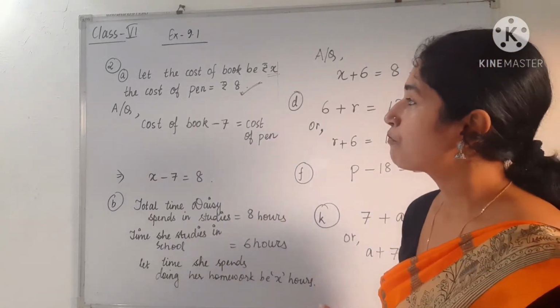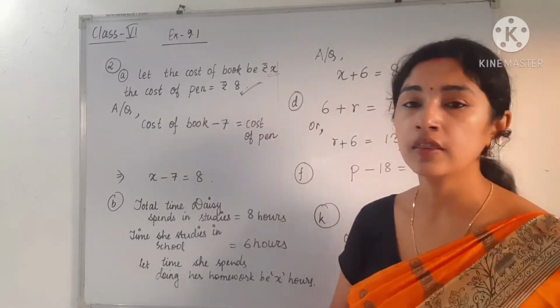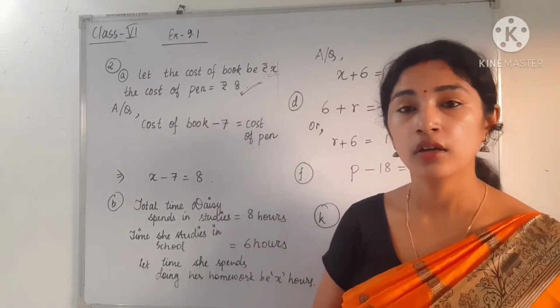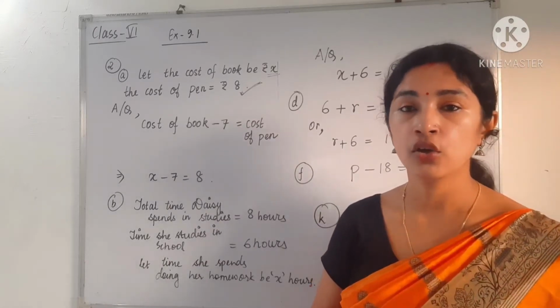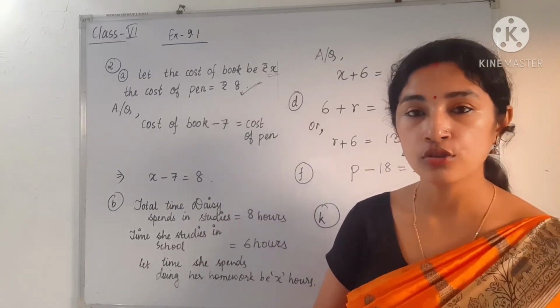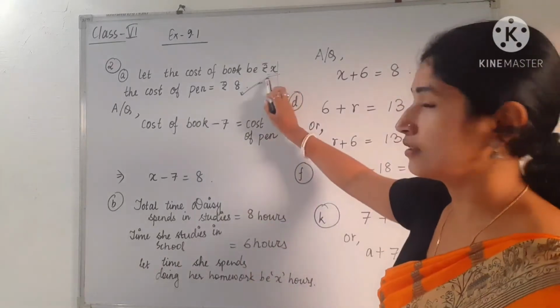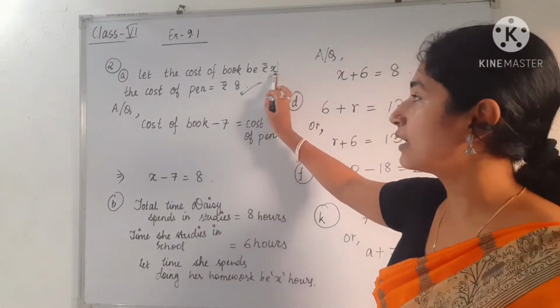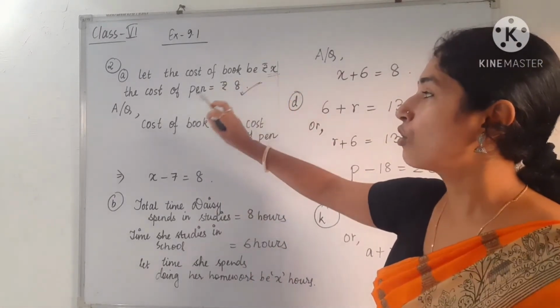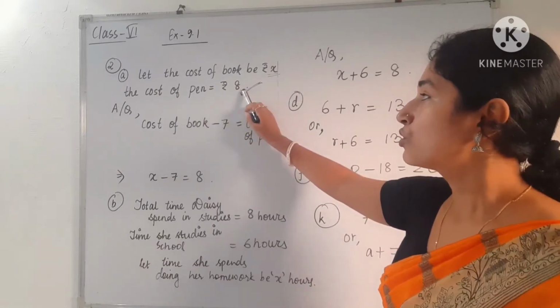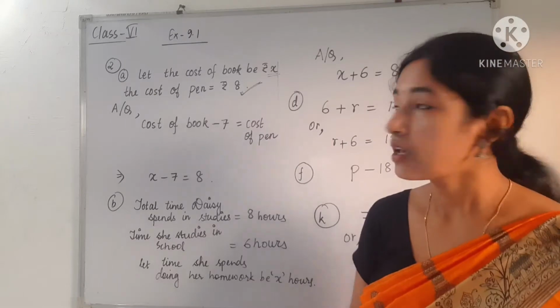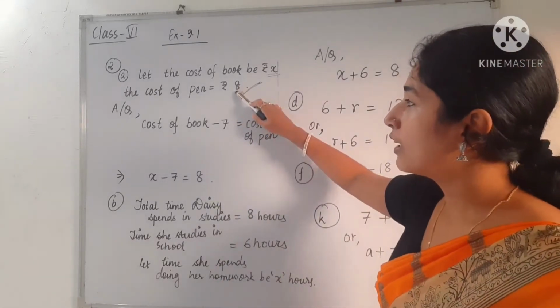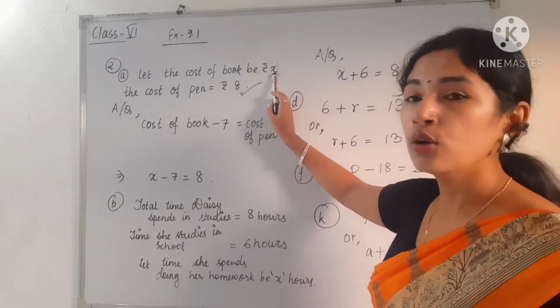So see here, it is given that the cost of the pen is rupees 8. And the cost of the book is not given. So that means we have to take the cost of the book as rupees x. So I am taking it as the alphabet x. The cost of the pen is already given. One more condition is given: if we add 7 to the cost of the pen, then we will get the cost of the book.